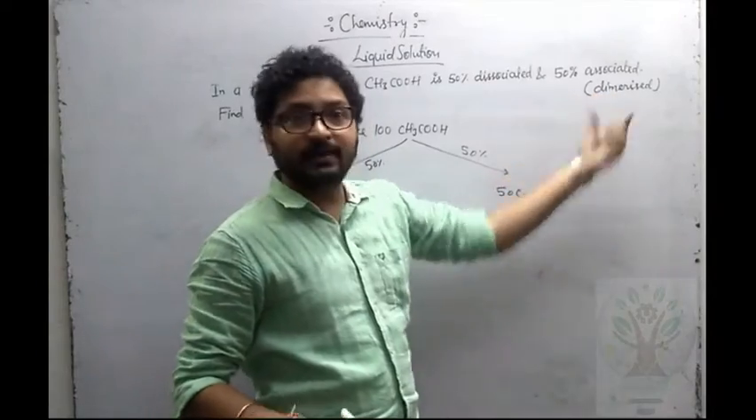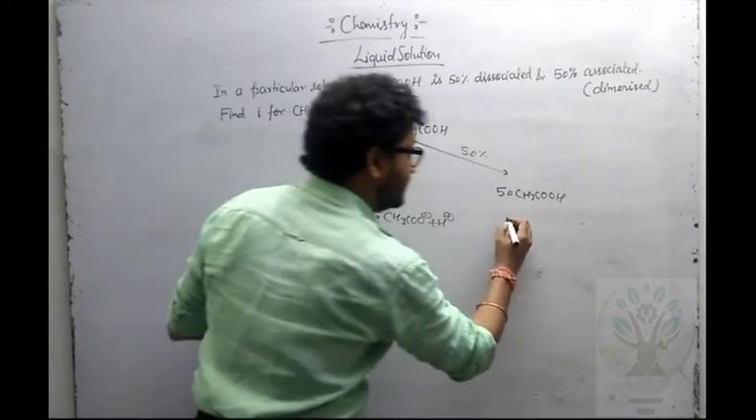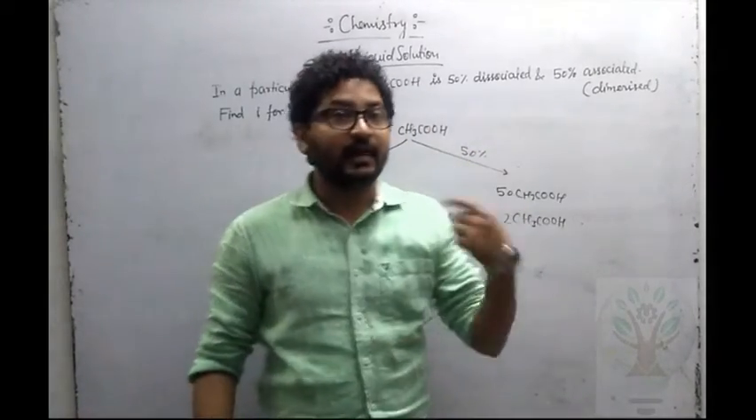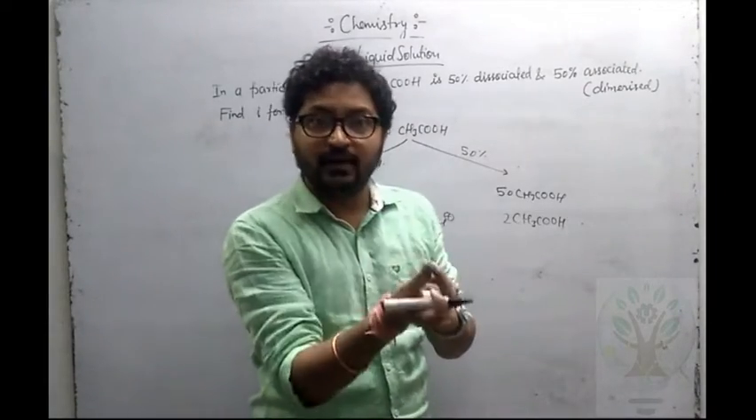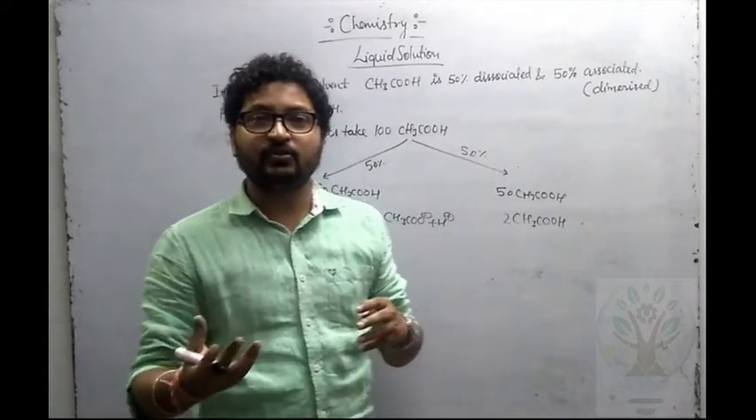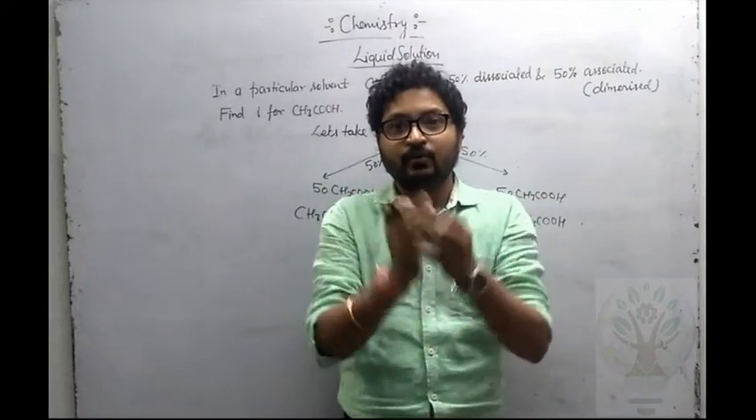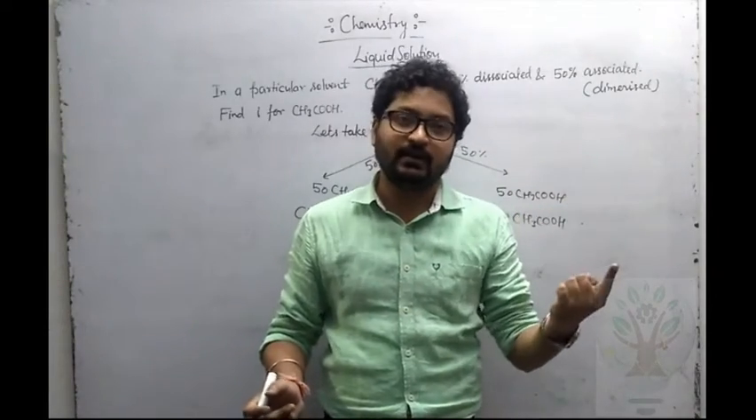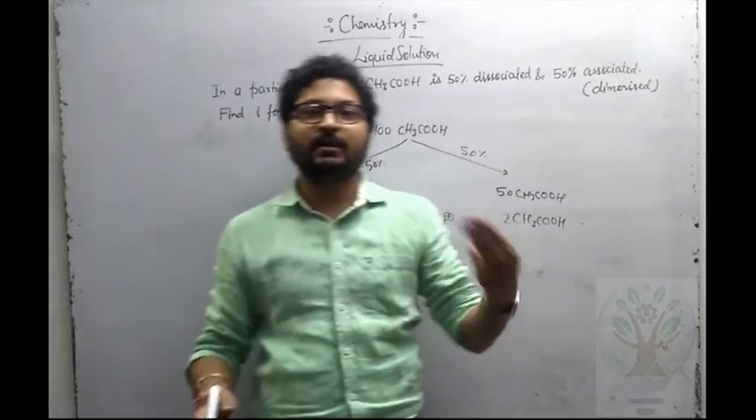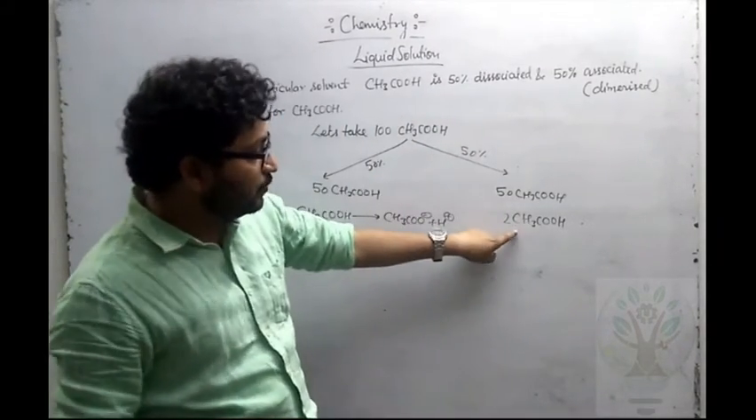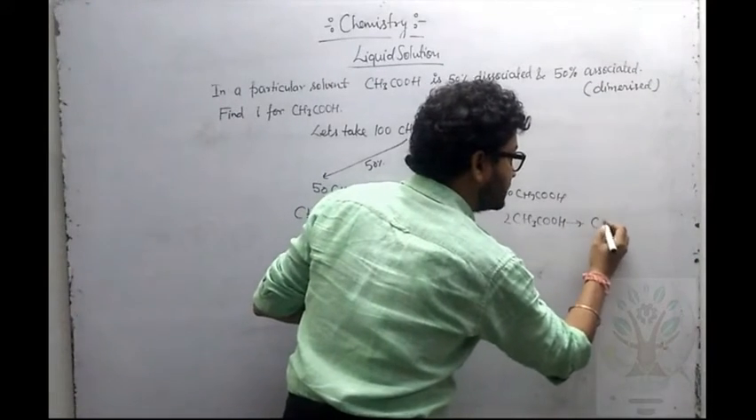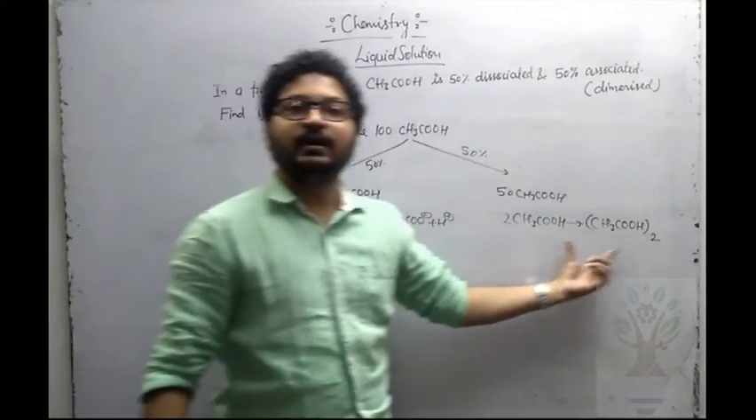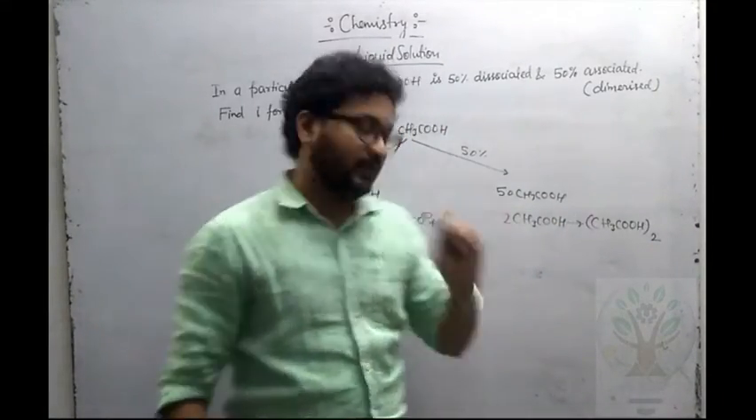Now, they are saying 50% is associated. 50% associated means 2 CH3COOH. They are saying it is getting dimerized. Dimerized means that 2 particles are becoming 1. Do you understand the meaning of polymerization? Polymerization means when so many particles club together and make 1 particle. So dimerization means 2 particles club together to make 1 particle. Similarly, trimerization means 3 particles club together to make 1 particle. So what is happening here? 2 CH3COOH will give us (CH3COOH) whole twice. This is the meaning of dimerization. Okay, meaning is clear.